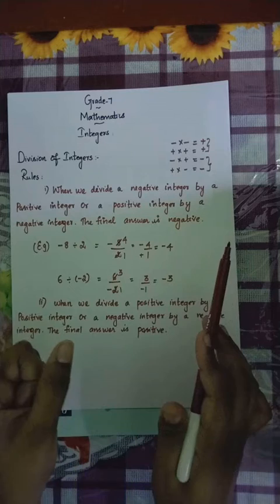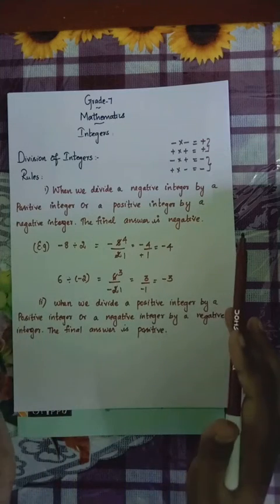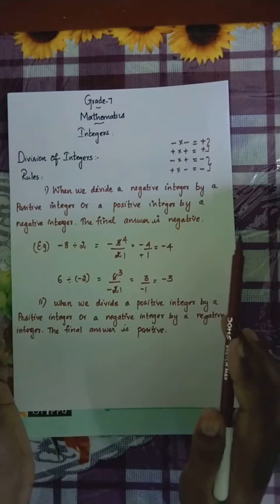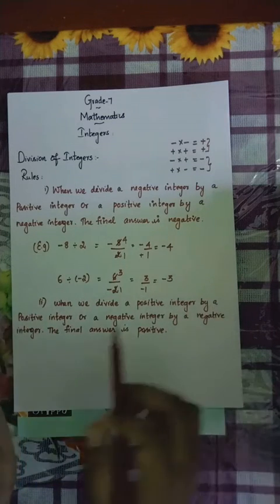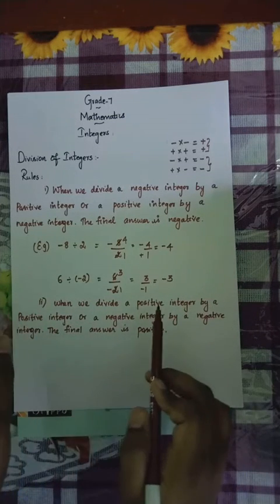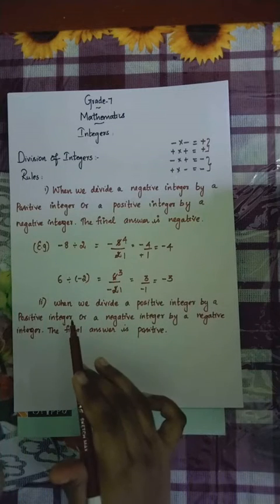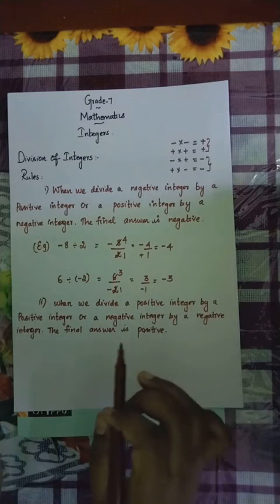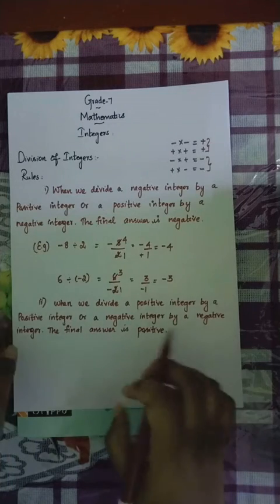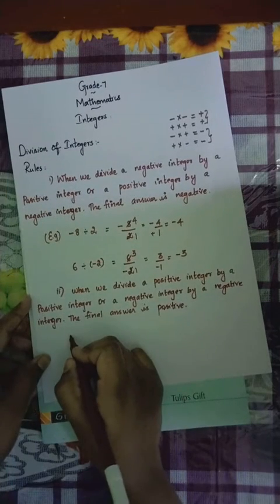When you are multiplying two like signs, the final answer is positive. When you are multiplying two unlike signs, the final answer is negative. The same rule we are following here. When you are dividing a positive integer by a positive integer or a negative integer by a negative integer, the final answer is positive. Okay, we can see one example.